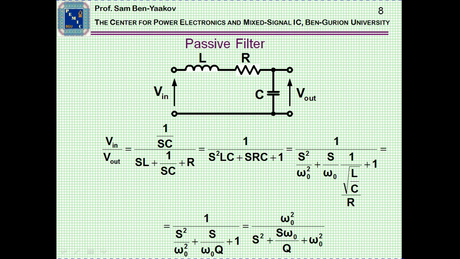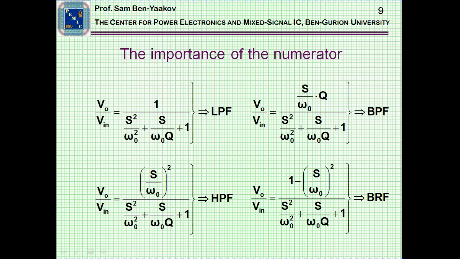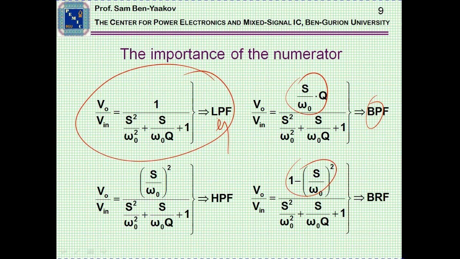Now we can realize filters by passive network. This will be a passive filter. We'll have an inductor, a resistor, and a capacitor. We do have to have both an inductor and a capacitor in order to have a second order equation. Using a passive network, we can realize various transfer functions. For example, the low pass, the band pass. The difference between these second order transfer functions is, of course, the numerator, which will determine whether it will be a low pass, high pass, or band reject.